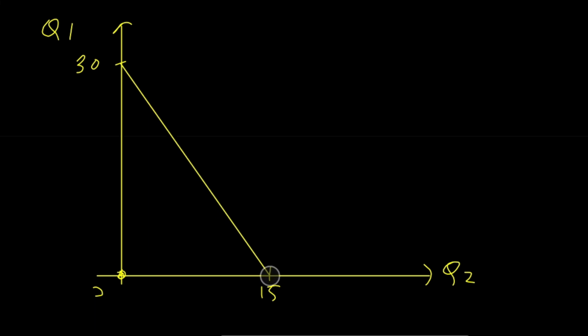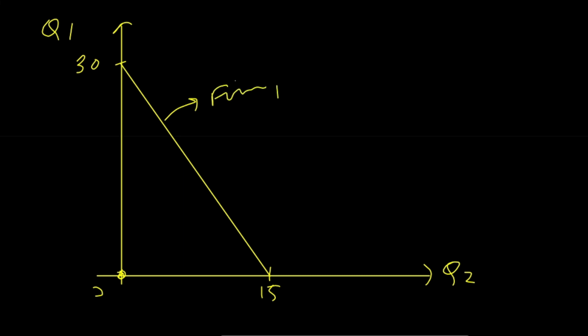So we can plot these values into the main graph. Let's say this is the origin point, we have quantity q2 on the x-axis and quantity q1 on the y-axis. And when q2 is 0, q1 is 30, so we can plot the value 30 here. And when q1 is 0, q2 is equal to 15. If we join these two values, we will get the reaction function of form 1 basically.